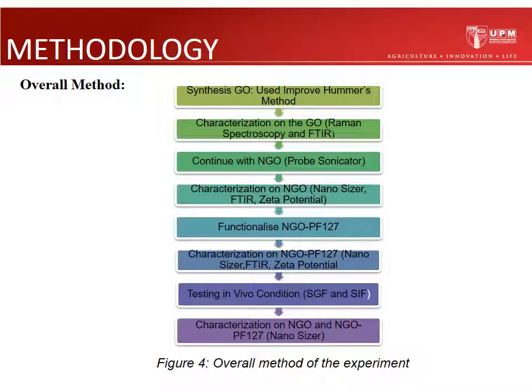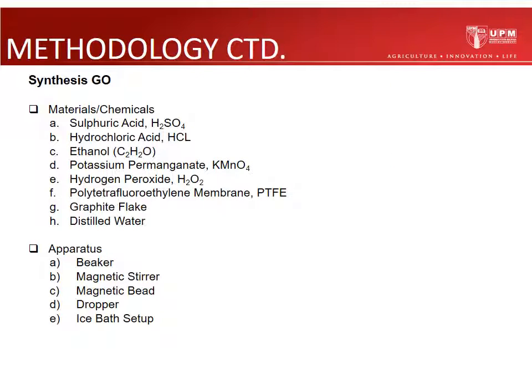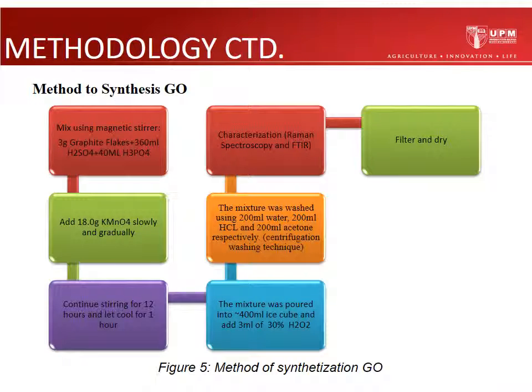Next, testing in in vivo condition using simulated gastric fluid and simulated intestinal fluid. The last step is characterization of NGO and NGO-PF127 using nanosizer or DLS. Next, to synthesize GO, all these materials, chemicals and apparatus need to be considered. These are the methods to synthesize GO.